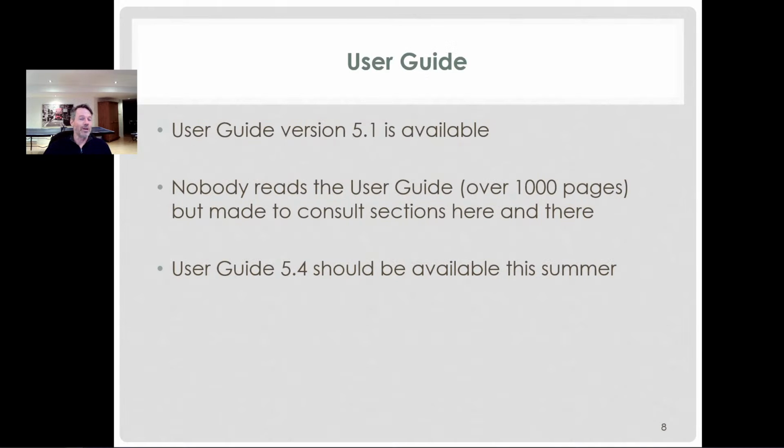The user guide, we are still on version 5.1. It's now over 1,000 pages, and version 5.4 is well on its way. It'll be available this summer, or let's say early fall. We're up to, I think, 1,300 pages now, so quite a big evolution. These things take a long time to do, so bear with us. But 5.1 already gives you 90% of what you need.